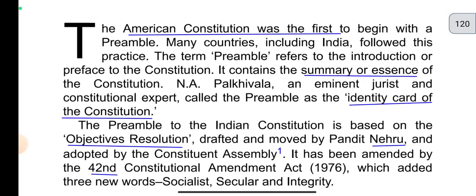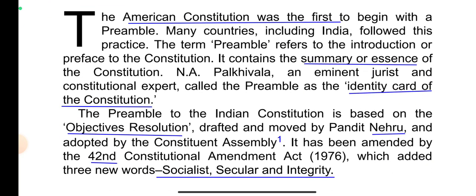So let's start. The American Constitution was the first to begin with a preamble. Many countries, including India, followed this practice. The term preamble refers to the introduction or preface to the Constitution. So the first country to begin with the preamble was America. Okay, now it contains the summary or essence of the constitution.